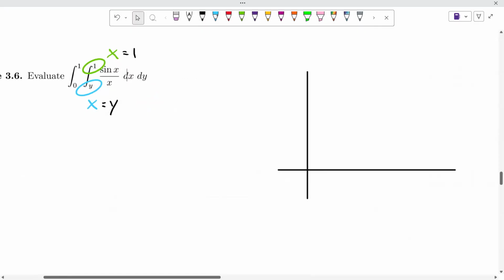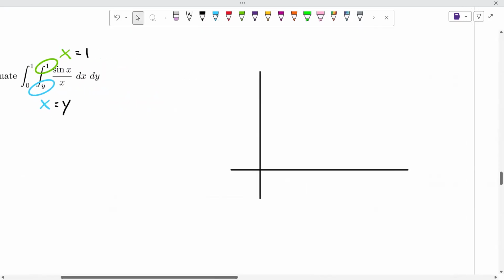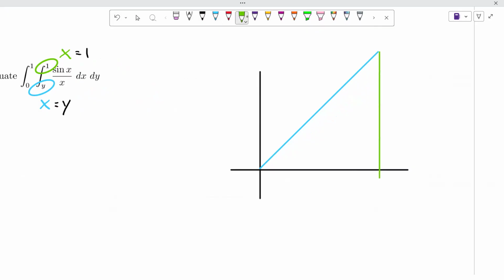So I've got a sketch here. Hopefully roughly a 45-degree angle over here. This is x equals 1. This blue line is x equals y, which conveniently is also y equals x. And I know that y goes from 0 to 1.